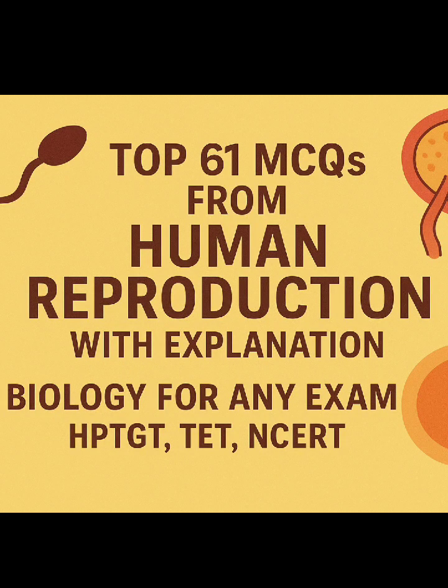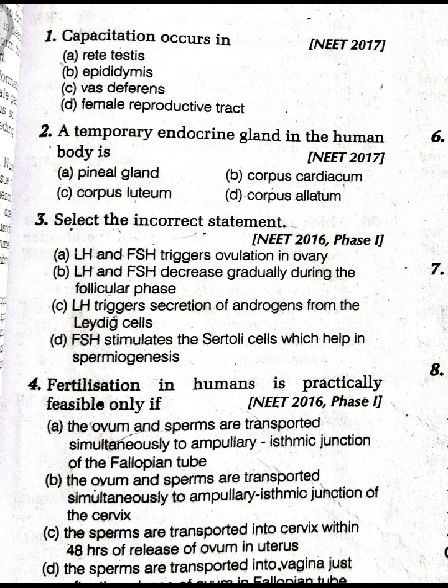So today we will discuss the most important or most expected questions from the chapter Human Reproduction. This can be asked in any type of exam like HP TGT Commission, HPTET or NEET exam. So let us start. Question number 1: capacitation occurs in.